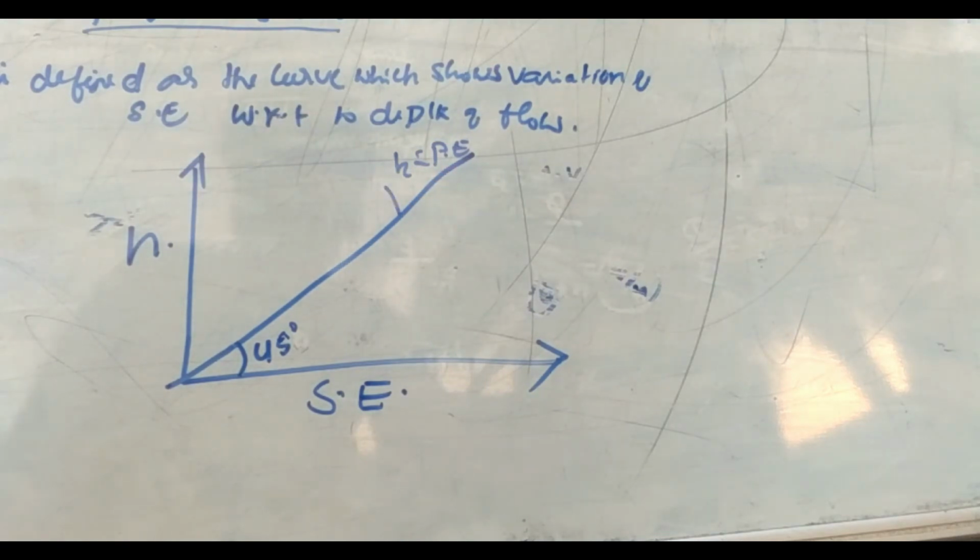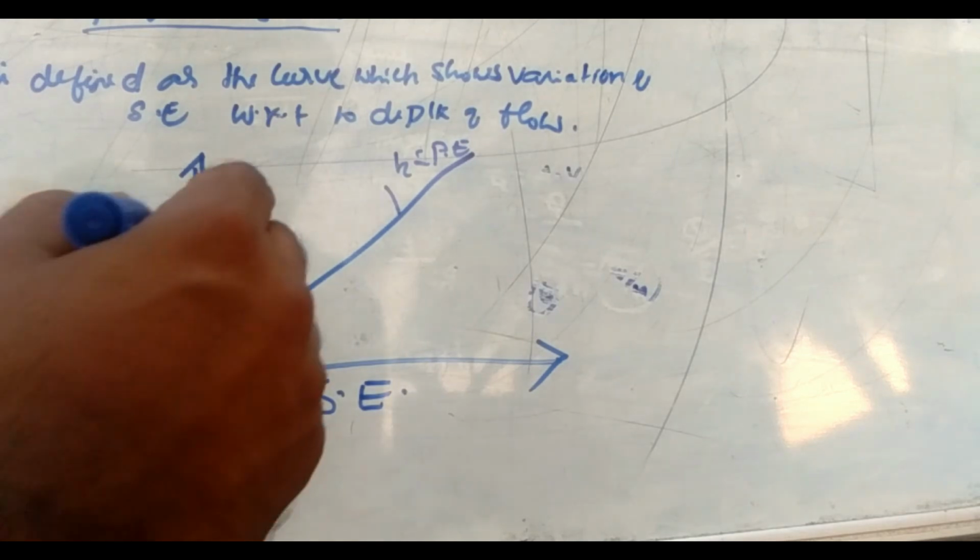And next, specific energy also depends on velocity, and it is inversely proportional to gravity. That is also a velocity variation. So that graph I can draw.